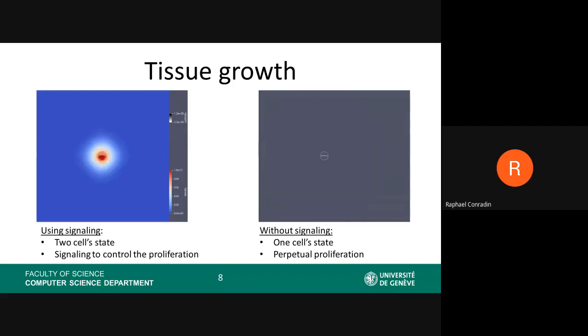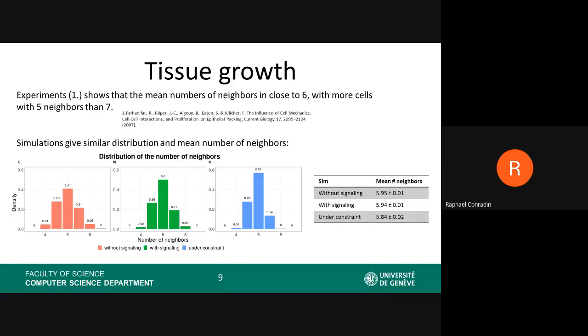In order to validate this simulation, we compare with one experiment made by Fradifar that shows that the number of neighboring cells is close to 6. It depends on the cells; it's different for every kind of cell. With more cells with 5 neighbors than 7.